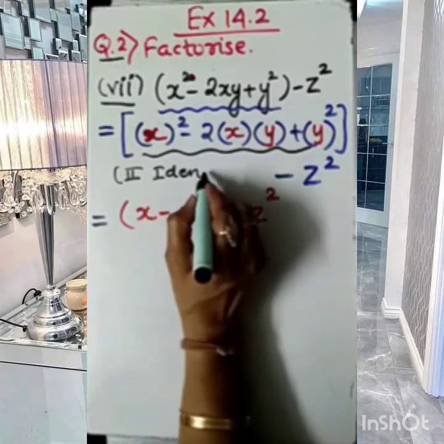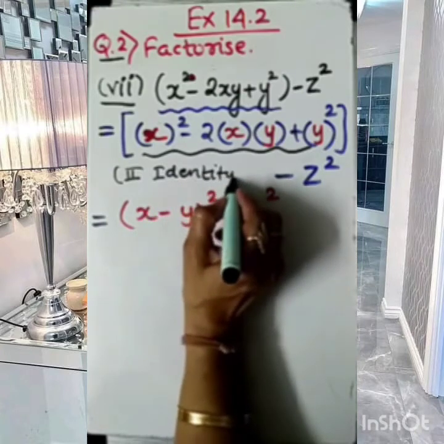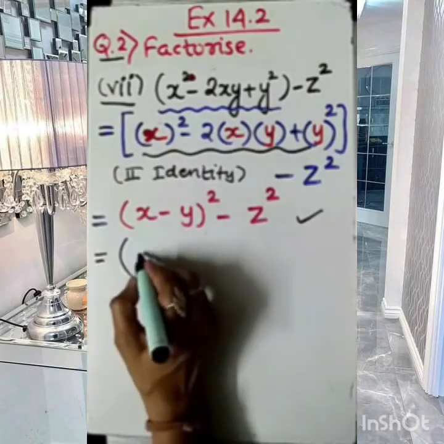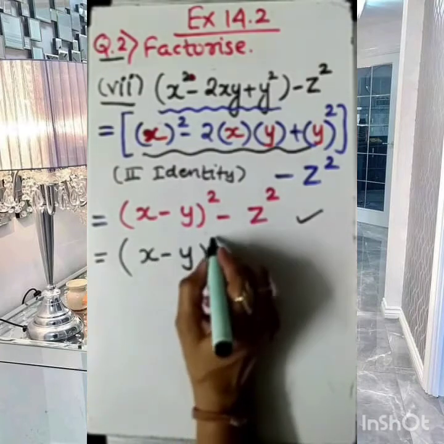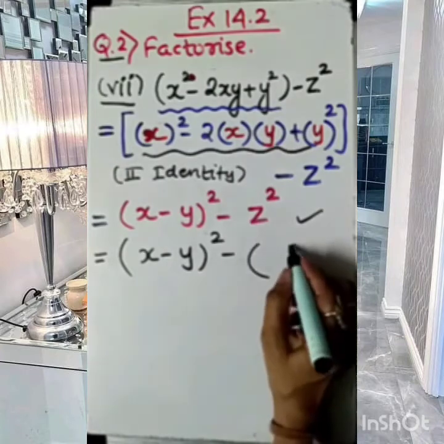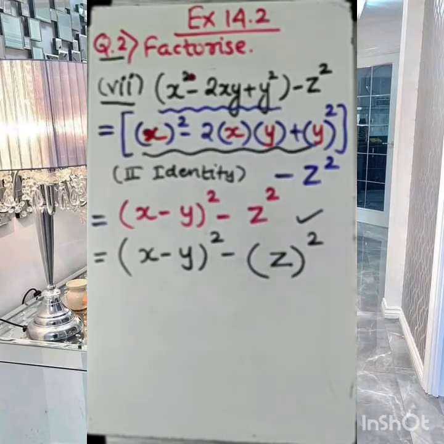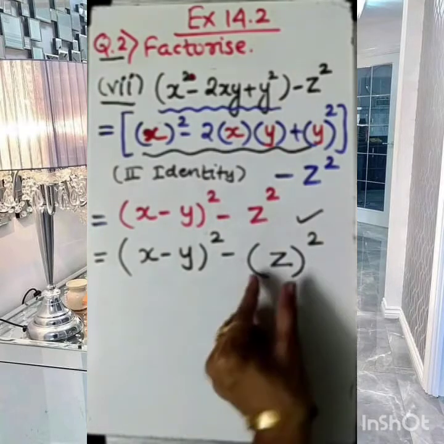Now we need to apply the third identity for this. So what do we have to do? As usual, this is (x minus y) whole square minus, and this is also the perfect square of z. So now we can compare. This will become our first term. This will become our second term.